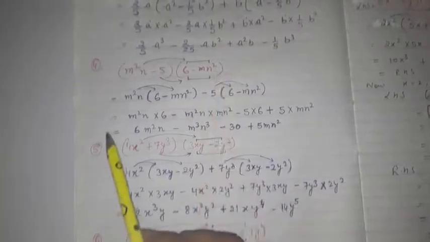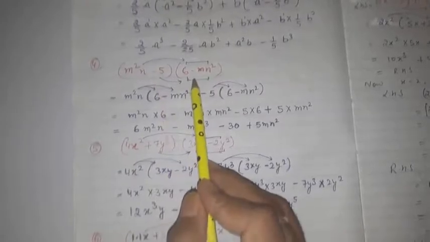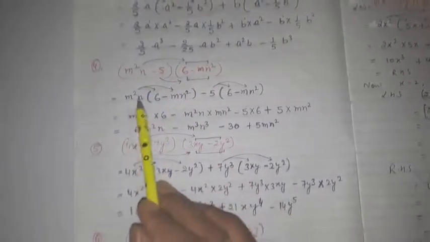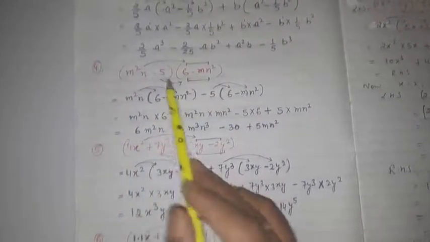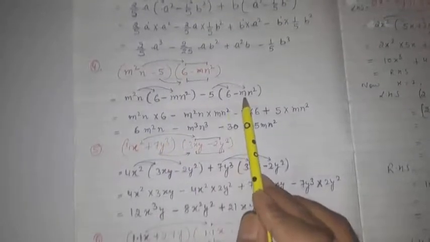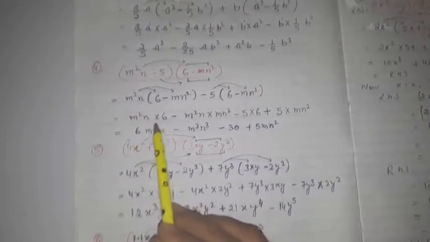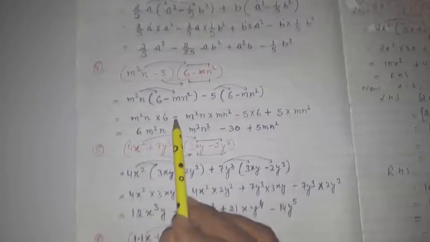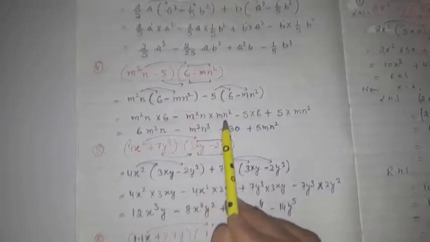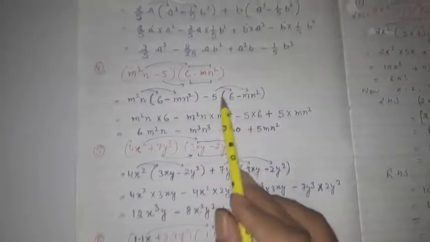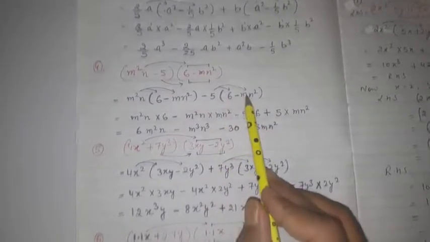minus mn square). Again we will multiply the first term with the second binomial and second term with the second binomial. So m square n into 6, minus mn square, minus 5, which is the second term, into 6 minus mn square. In this case, m square n into 6 as it is, and then sign of minus, so m square into n into mn square, minus 5 as it is, 5 into 6, and then minus minus plus 5 into mn square.